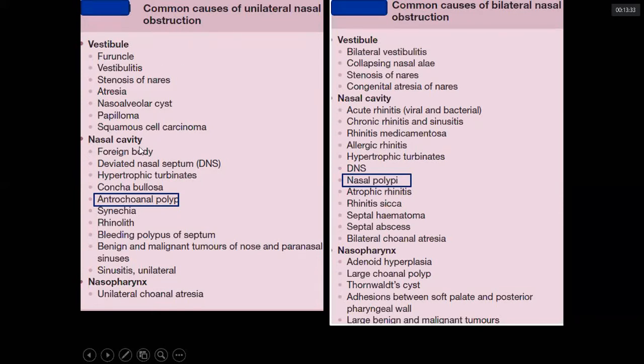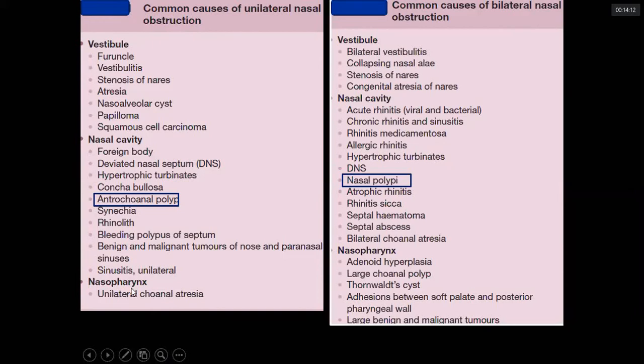And the nasal cavity. The conditions in the nasal cavity, as MBBS students, you need to suspect or make a provisional diagnosis of some of these conditions. In the nasal cavity, it could be due to foreign body. It could be due to deviated nasal septum. It could be due to hypertrophic turbinates. It could be due to concha bullosa. It could be due to antrochoanal polyp, which is what we are going to talk about. It could be due to synechia or rhinolith, bleeding polypus of septum, benign and malignant tumors of nose and paranasal sinuses, sinusitis, and unilateral choanal atresia in the nasopharynx.